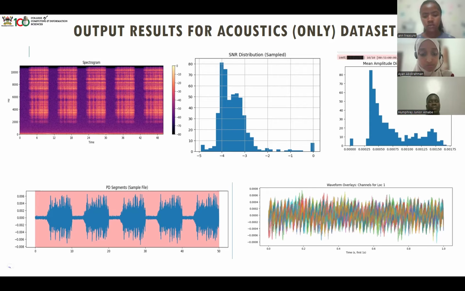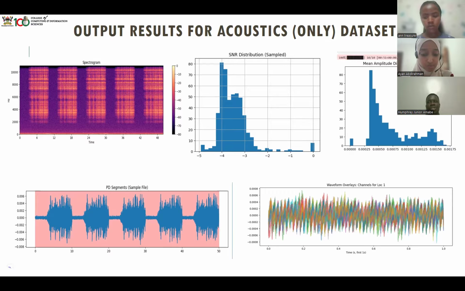And then the last visualization on this slide is the waveform overlays. Now we know that our sensors are organized as 32 channels each location. Here we overlay all the 32 channels from one location at the same time. Each channel is a different color. The x-axis is obviously time, and the y-axis is the amplitude.